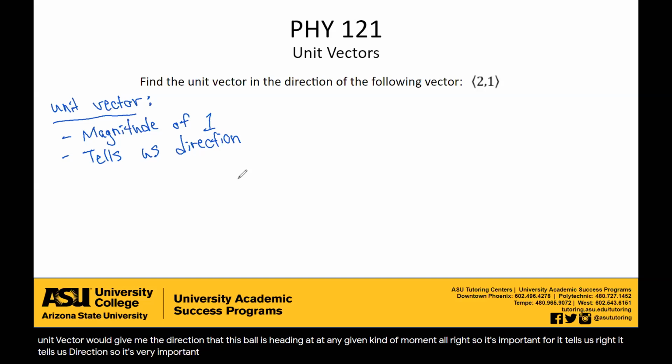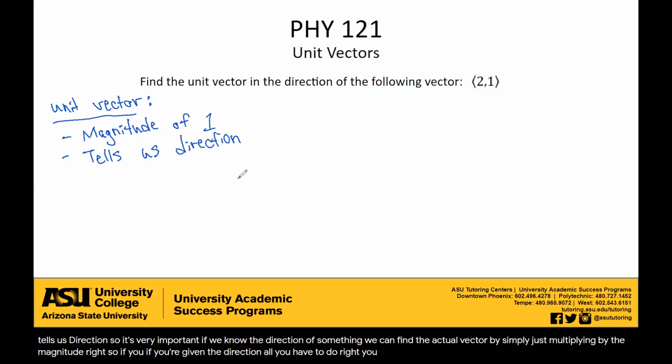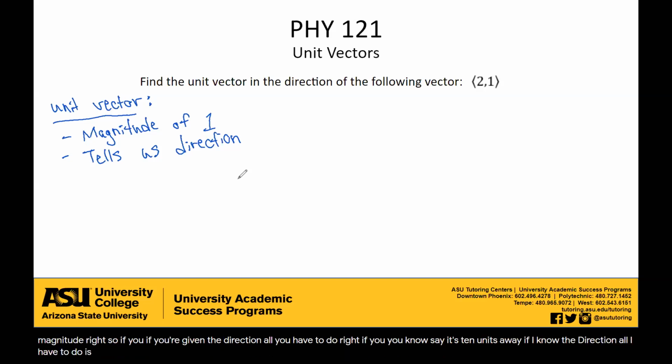And also, if we know the direction of something, we can find the actual vector by simply multiplying by the magnitude. So if you're given the direction and you say it's 10 units away, all I have to do is literally just multiply it by 10.